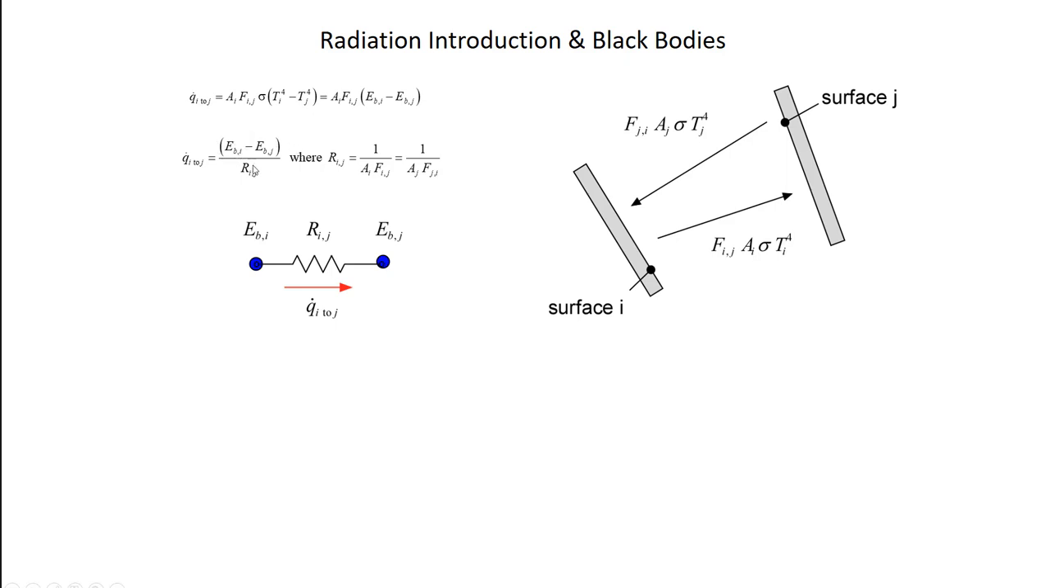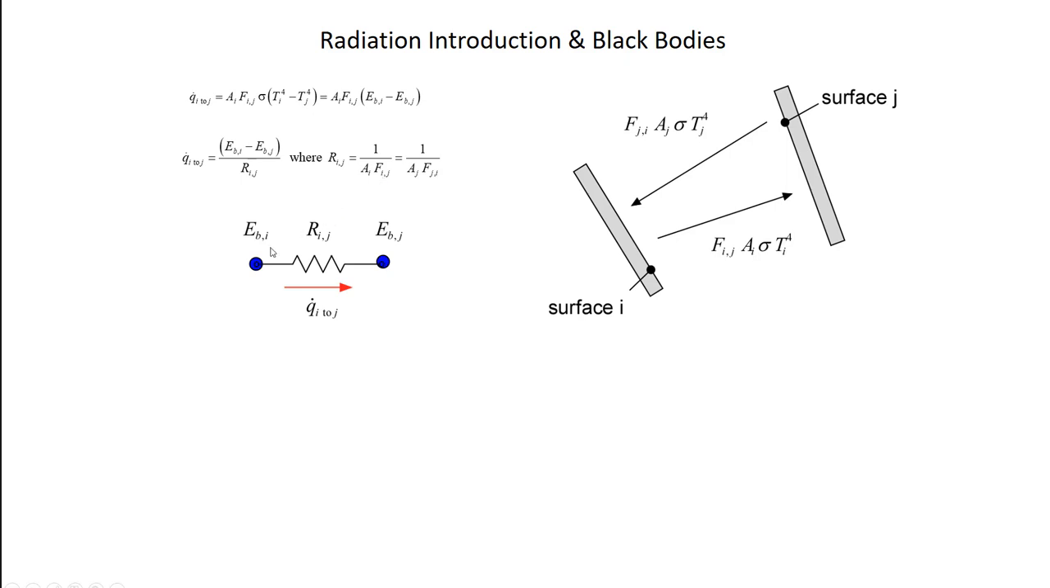So watts per meter squared divided by 1 over meter squared, sure, I get heat transfer in watts, right? The other thing to look at here is, when does my resistor get big? When does it get small? Well, my resistance gets really large, so it makes it hard to transfer energy between these two surfaces when the area gets small. That makes sense. Or when the view factor gets small, right? When the two surfaces don't see each other very well.